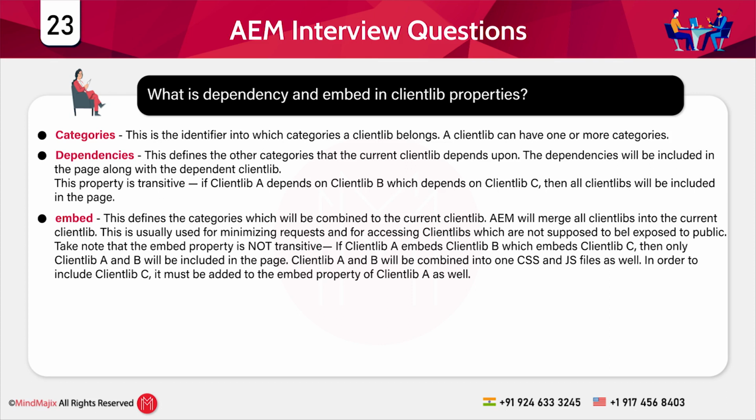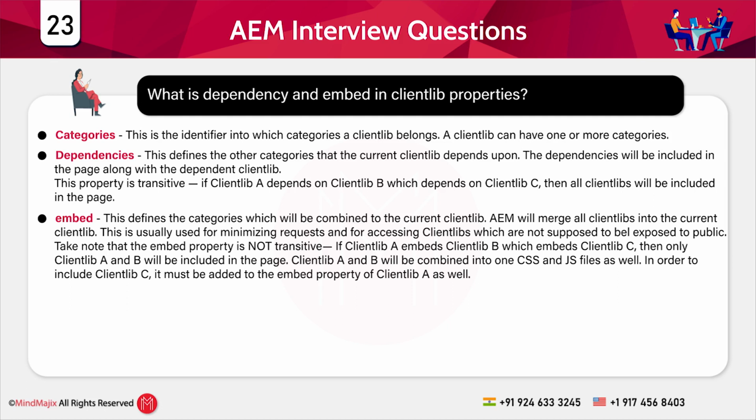When you are creating client libraries, there are two properties you will add, embed and dependencies. First of all, what is category? This is the identifier of the category our client lib belongs to. A client lib can have one or more categories. Then what are dependencies? This defines the other categories that our client library depends upon. The dependencies will be included in the page along with the dependent client lib.